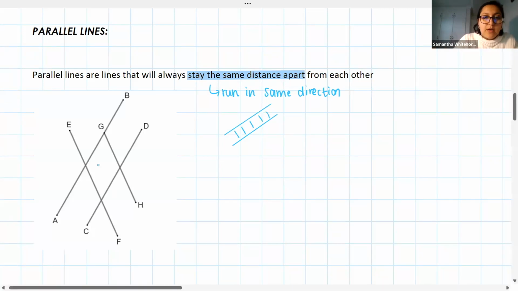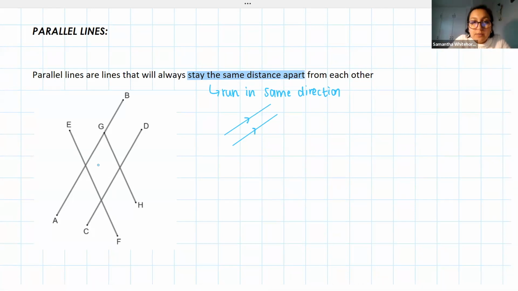In order for us in maths to show that lines are parallel in geometry, we put arrows on them to show that they are parallel. Parallel lines also have their own symbol that we use. That symbol is quite literally two parallel lines.